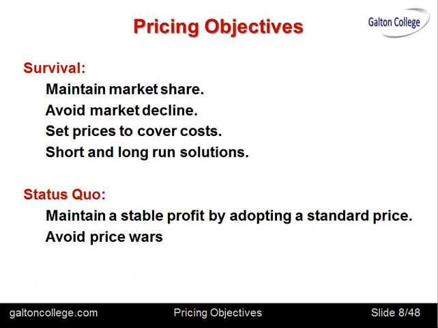The status quo will maintain stable profits by adopting a standard price and avoid price wars, avoid provoking the other competing firms. A price war can be mutually destructive. The competitor may go under, may go out of business, but it may also bring the existing business out as well. It may take out several companies as it goes down. In other words, if the price is too low, it may bring down many of the businesses that are in competition, and that's not good.